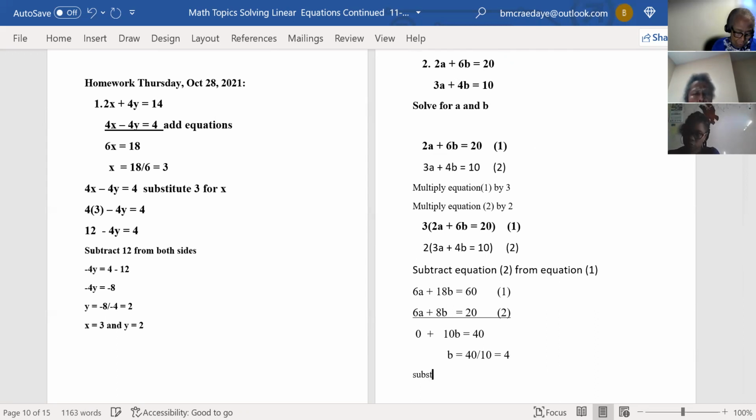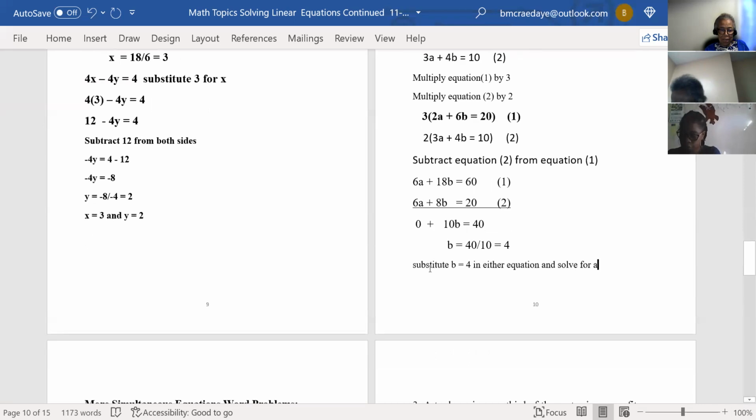Substitute b equal 4 in either equation and solve for a. So do that. Substitute b equal 4 in either one of these equations and solve for a. Tell me what you get for a.